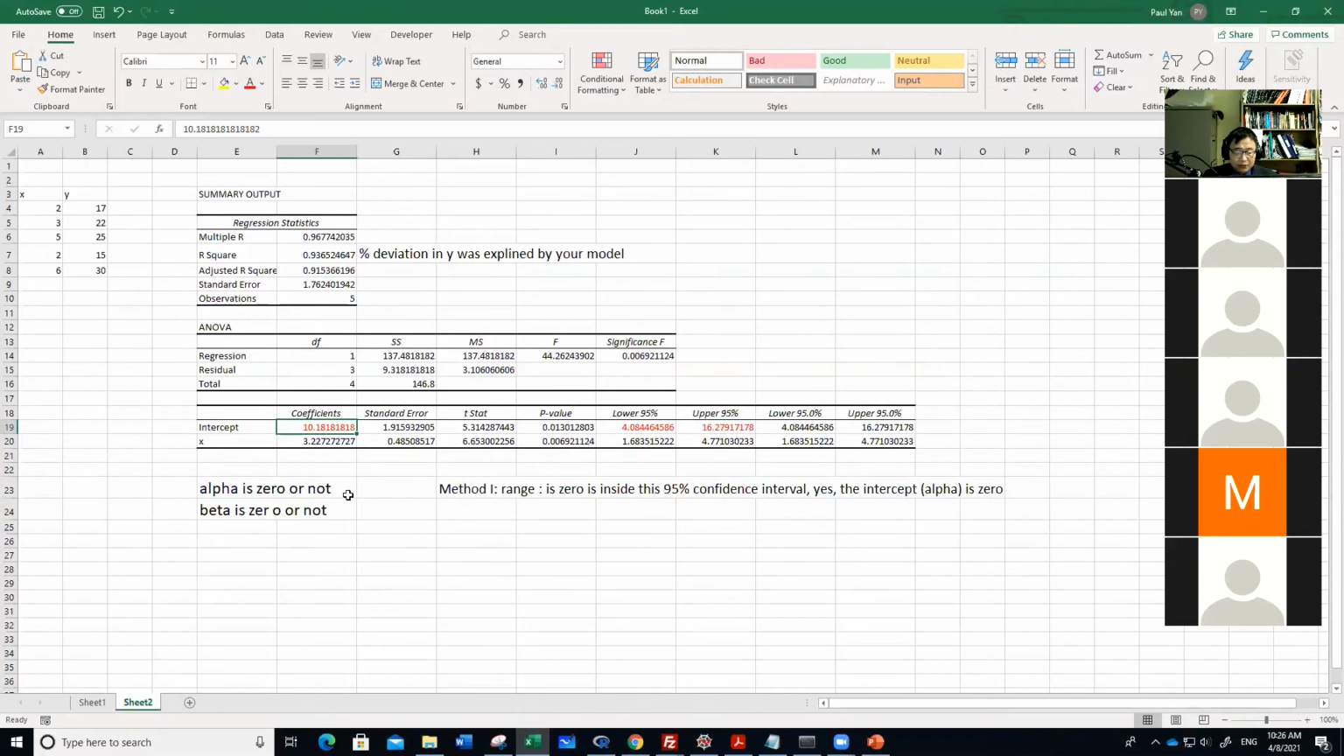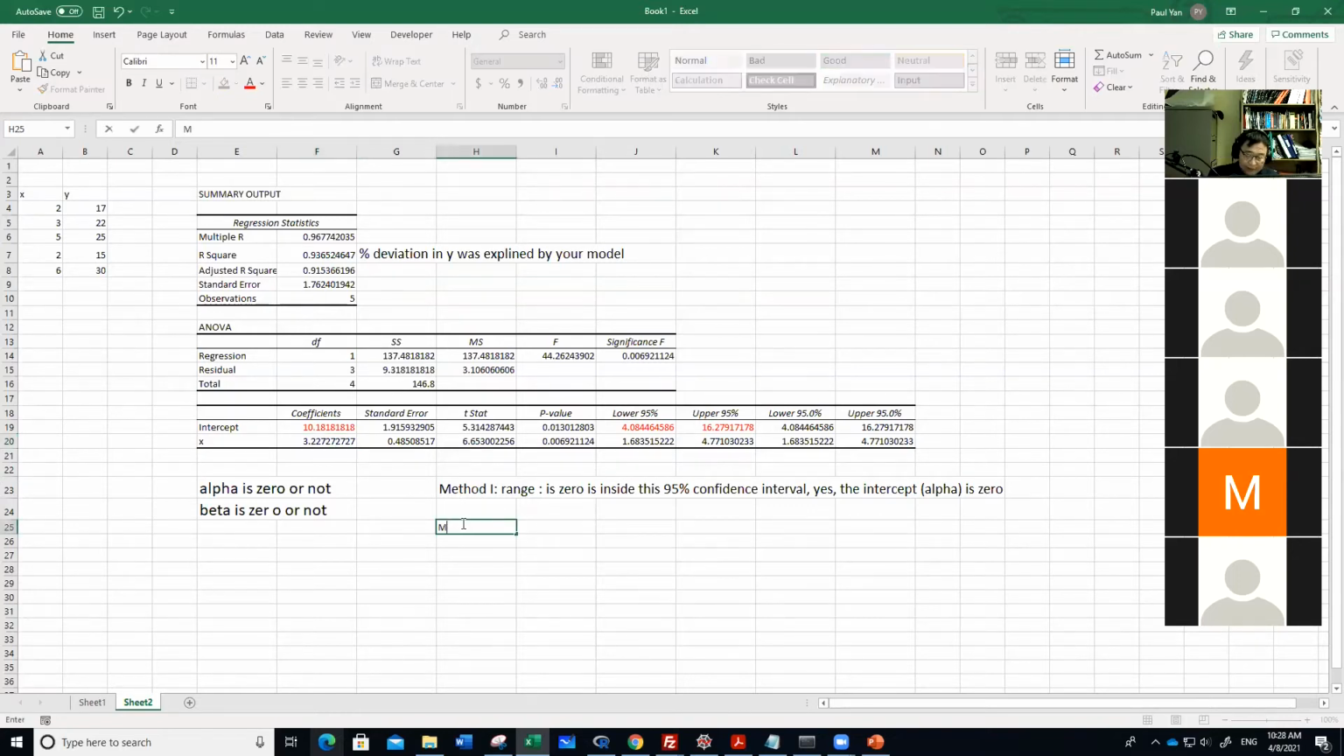And it is also true for the slope. We have a slope of 3.22, and this can be as low as 1.68 and as high as 4.7. Because 0 is not inside this range, we claim beta, the slope, is not 0. This indicates our model is good, because the R square is 94% and the adjusted R square is 92%, so our model can explain 94% of the deviation of y. And individually, the intercept is statistically different from 0, its value is 10, and the slope's value is 3.22. So this is method 1.